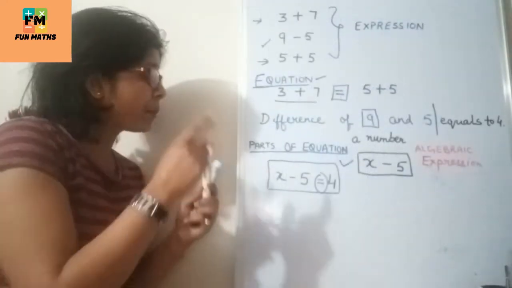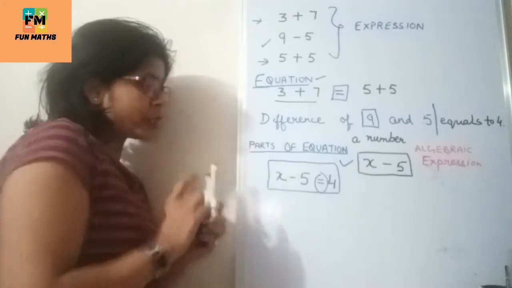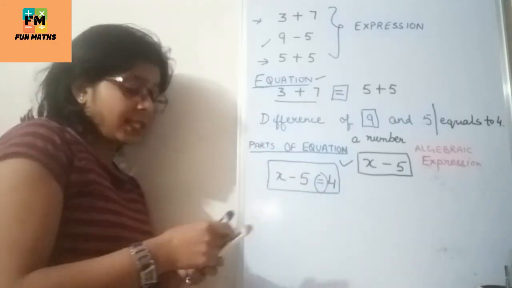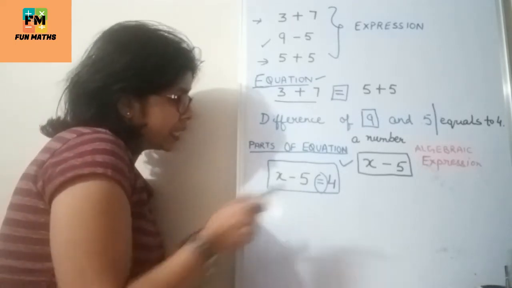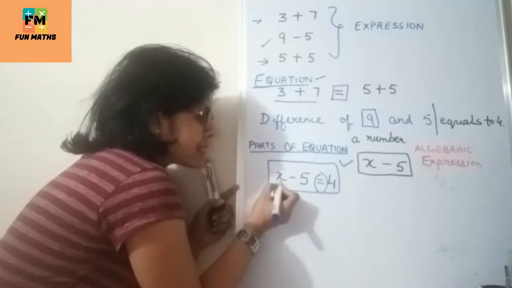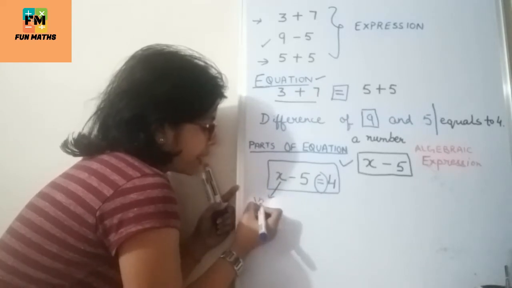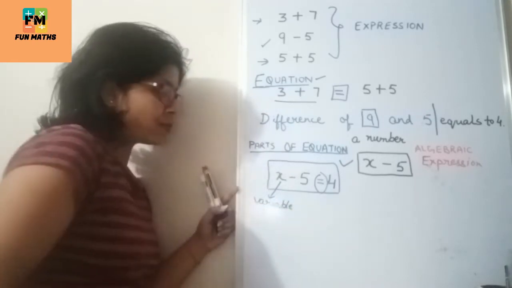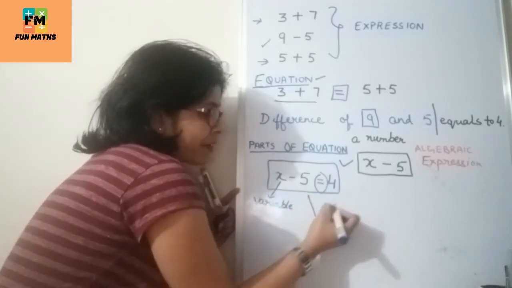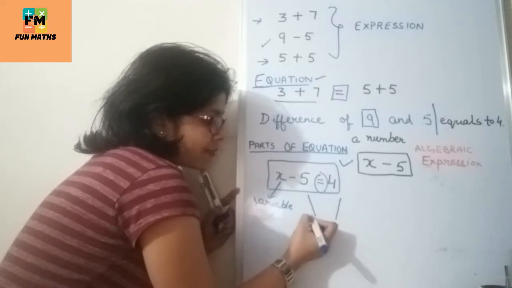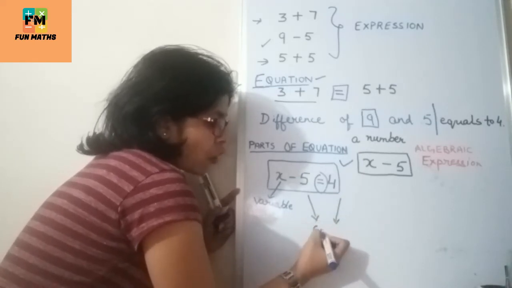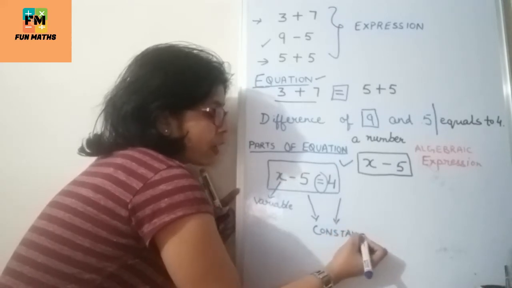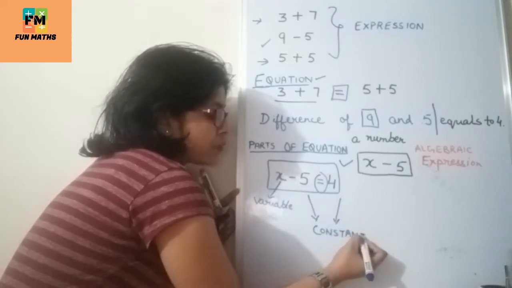Now quickly let's see the parts of equation. See, this is an equation which contains two expressions with the equal to sign, right? Now if you see here, we have this X. X is what? We know it is a variable of which we are going to find the value. These 5 and 4 are what? These 5 and 4 are the constants. Why constant? Because we know constant values are fixed. So these 5 and 4 values cannot be changed. It would be 5 and 4 only.